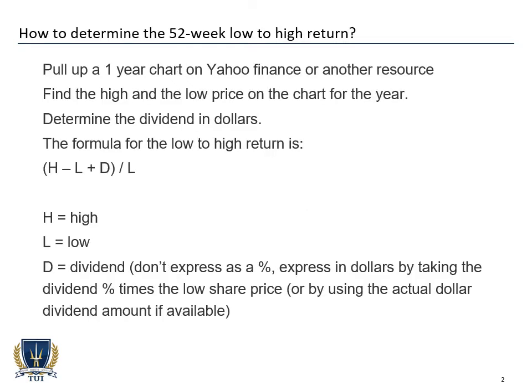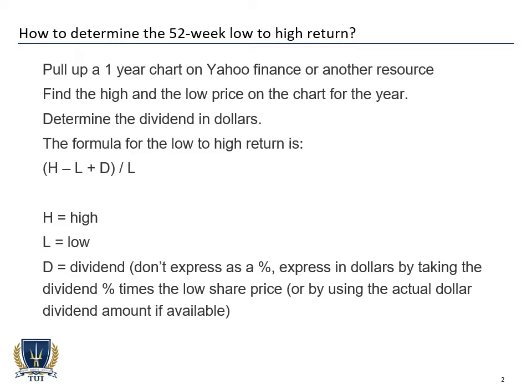So I'm going to pull up a one-year chart. And actually, I find that on Yahoo Finance, the summary screen, they actually give you the 52-week high and the 52-week low. So you'll get those numbers off of there. But if you want to, you can pull up a one-year chart and pull that information off of the chart, the high price and the low price.